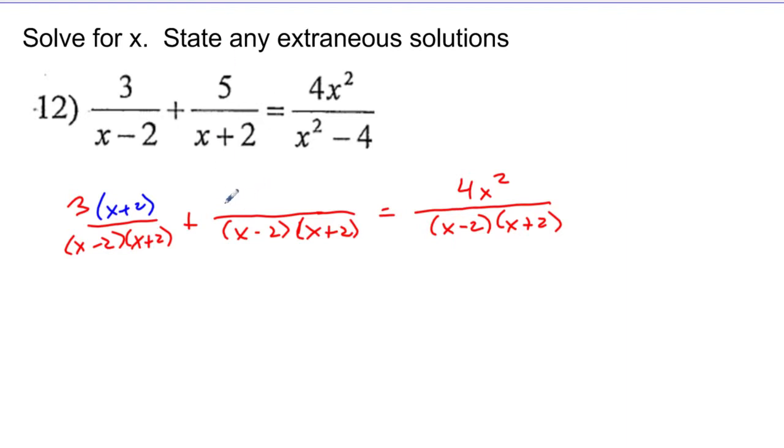Same thing's going to happen with the second one. There was already a 5. And so now I'm going to say, well, it had an x plus 2, so this x minus 2 is new down here, so that's what I'm going to introduce up here. Okay, so here's what we said.